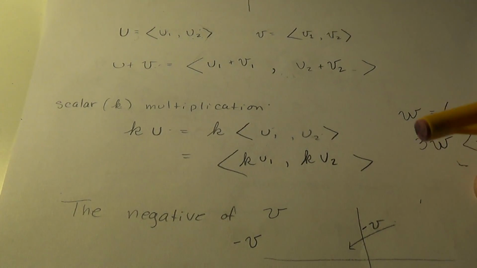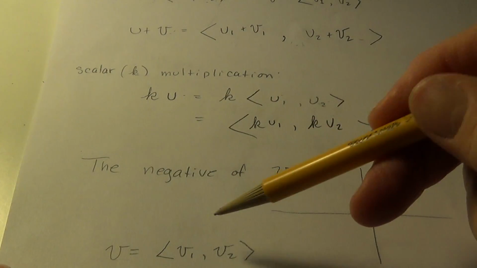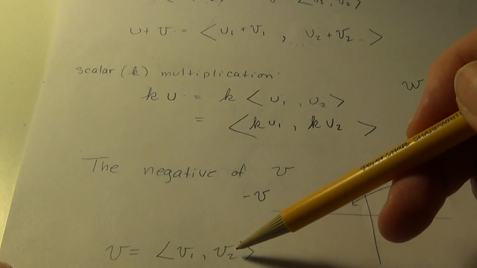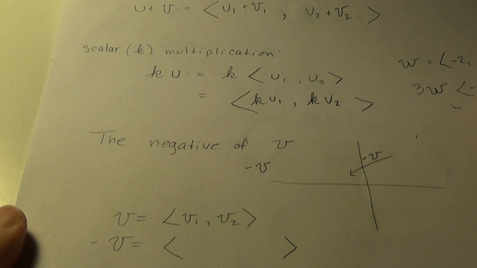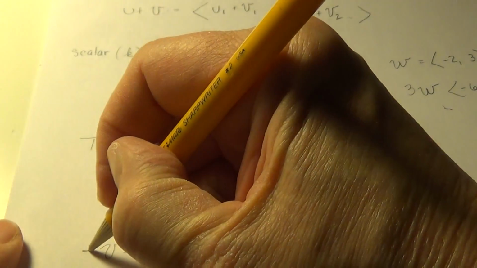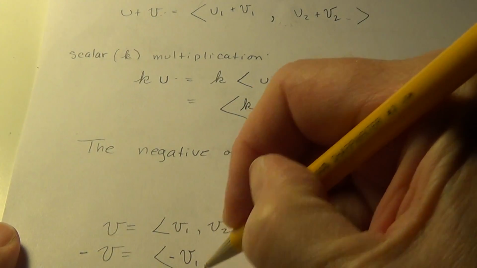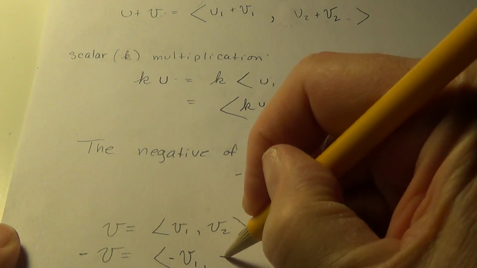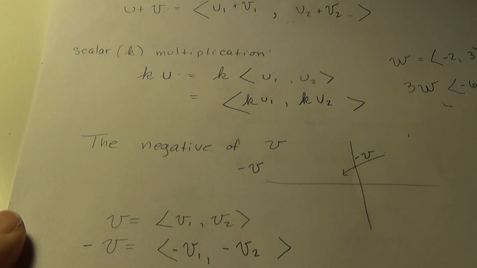What about, in theory, if you had vector v and its x component is v1, its y component is v2, if I want negative v, it will simply take the negative of the x component and the negative of the y component. Make sense? All right.